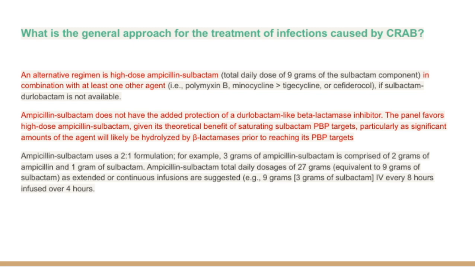Ampicillin-sulbactam is formulated in a 2:1 ratio, meaning, for example, 3 grams of the combination contains 2 grams of ampicillin and 1 gram of sulbactam. To achieve the desired dose, we often administer 27 grams daily, which equates to 9 grams of sulbactam. This can be given as extended or continuous infusions, such as 9 grams every 8 hours infused over 4 hours. In summary, this approach emphasizes high-dose, prolonged infusion strategies to improve drug exposure and efficacy when dealing with CRAB infections, especially when other targeted options are limited.